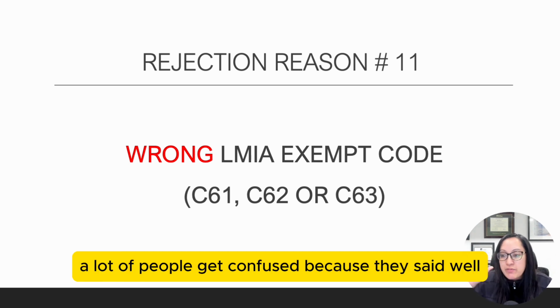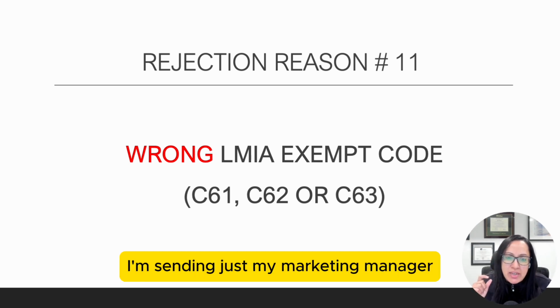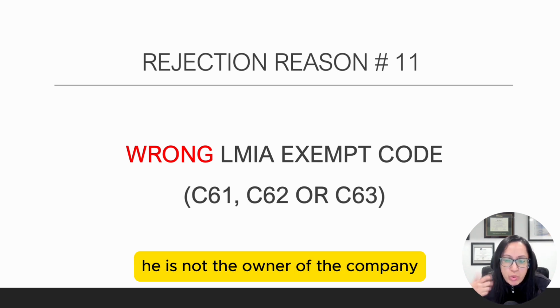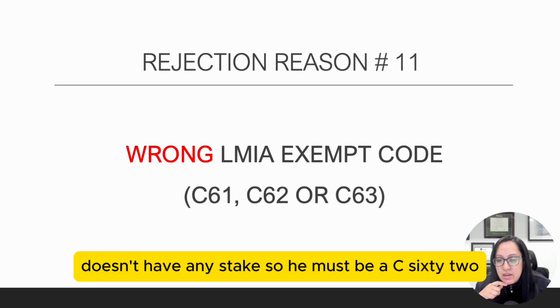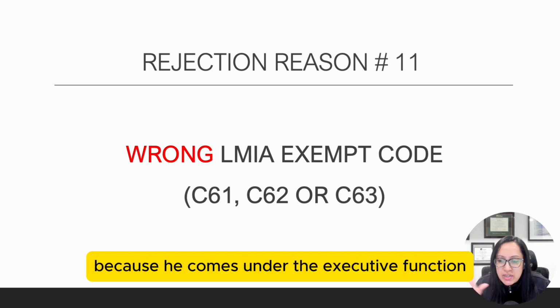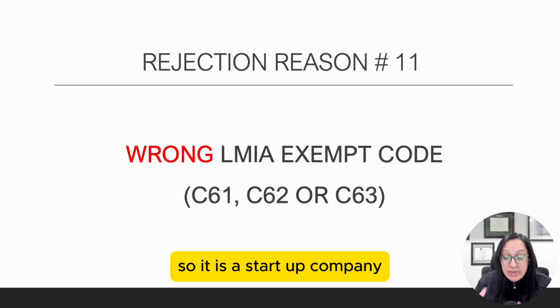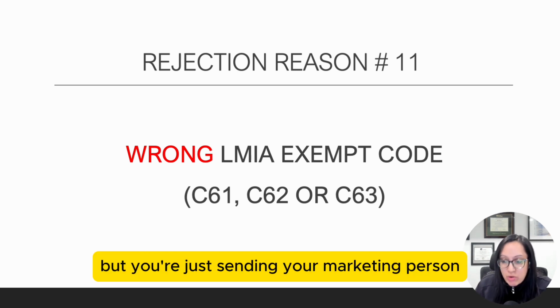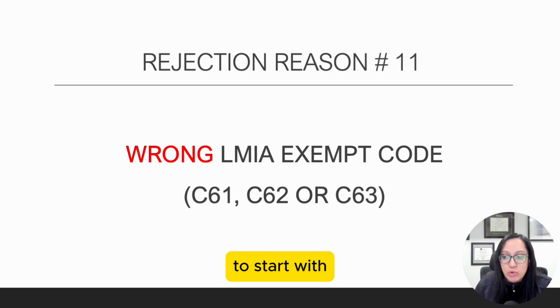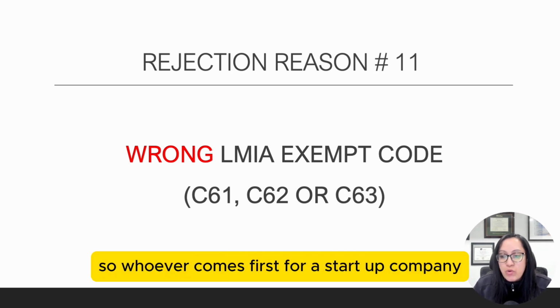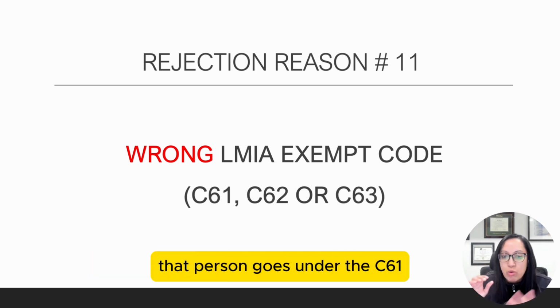A lot of people get confused because they say, well, I'm sending just my marketing manager. He is not the owner of the company, doesn't have any stake. So he must be a C62 because he comes under the executive function and not the startup function. So it is a startup company, but you're just sending your marketing person to start with. So whoever comes first for a startup company, that person goes under the C61 NOC code.